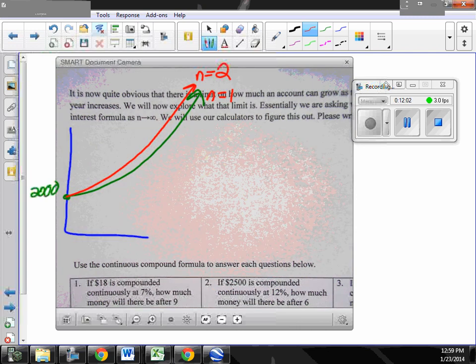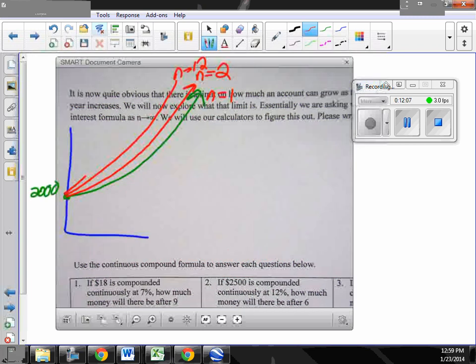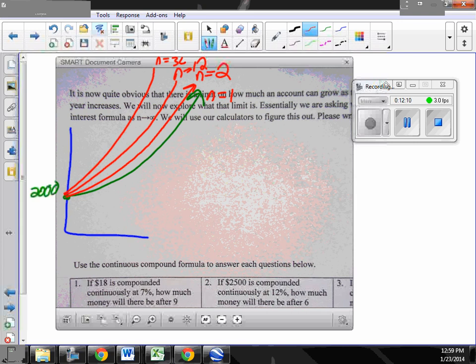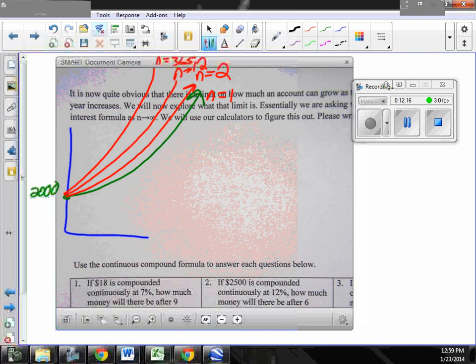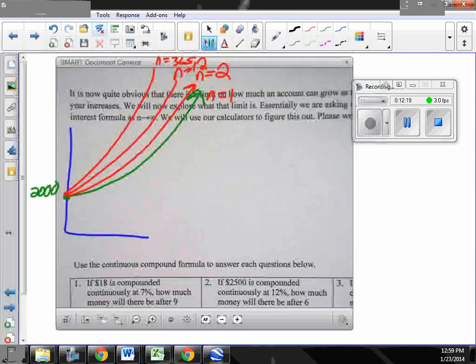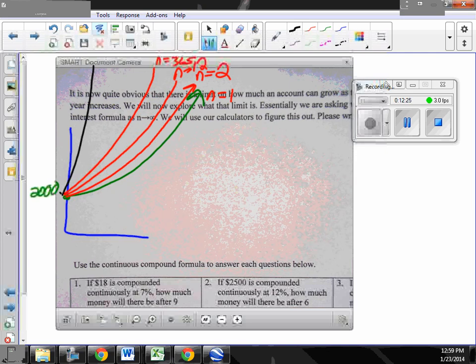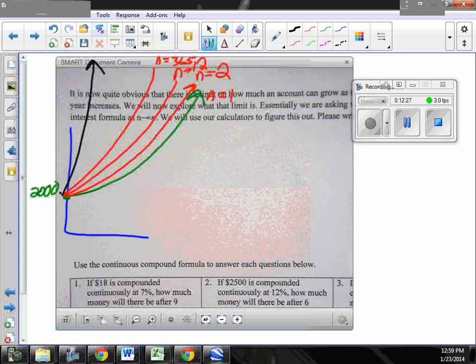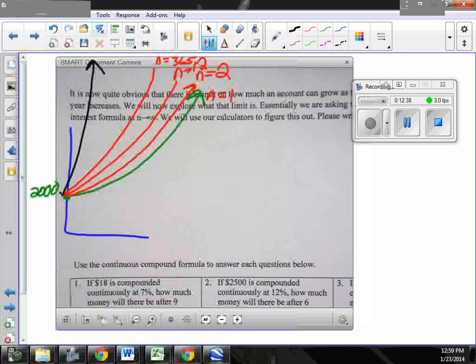So we can have a whole bunch of graphs. This one might be n equals 12, and n equals 365. But the higher and higher we get, the closer and closer those lines are to each other. So you may have assumed that compounding 9 million times a year would create a graph that was super steep. But it's impossible. The steepness of all of these graphs is determined by one limiting factor. What is it about the equation that tells us how steep any particular curve can be?